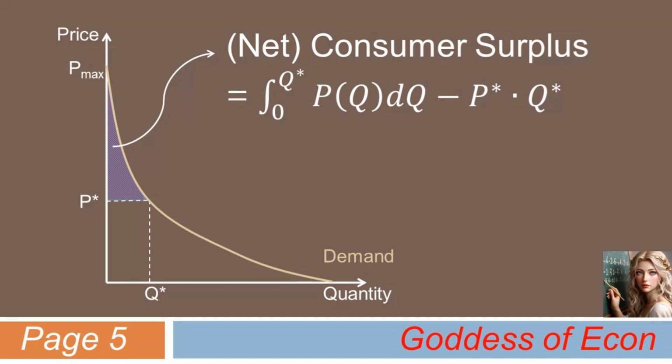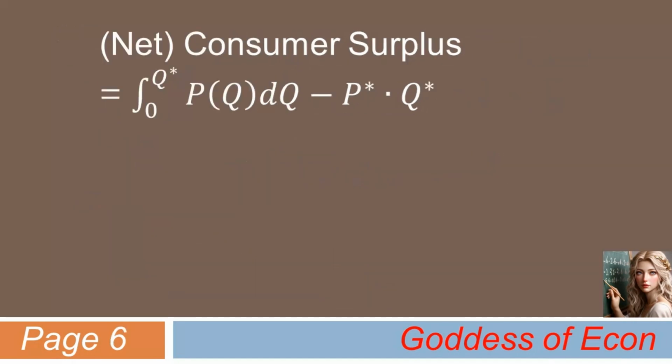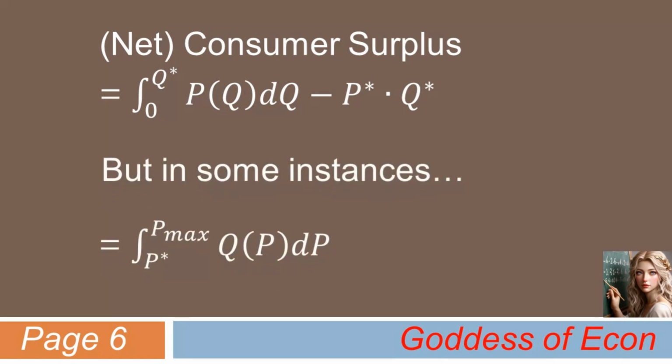And sometimes this is rewritten as follows. The definite integral of P of Q minus P star with respect to Q, from 0 to Q star. These 2 expressions are essentially equivalent to each other. So, don't get confused. They mean the same thing. I'd also like to point out that, some other times, you may be confronted with the consumer surplus equation written in another way, that is, the definite integral of Q of P from P equals P star to P equals P max. A bit confusing, isn't it?